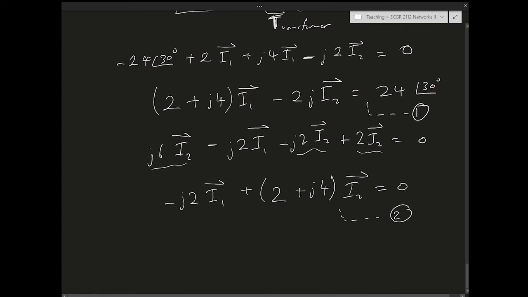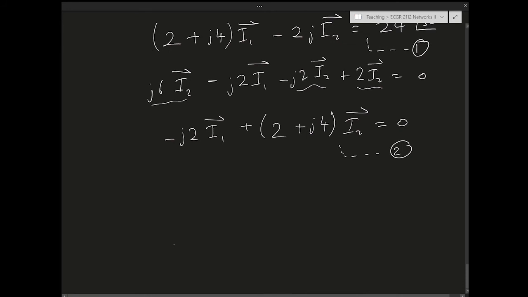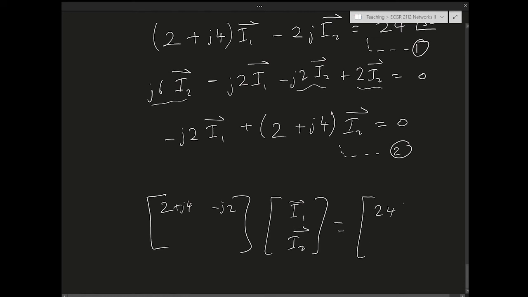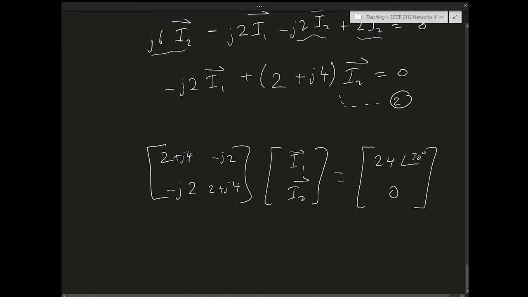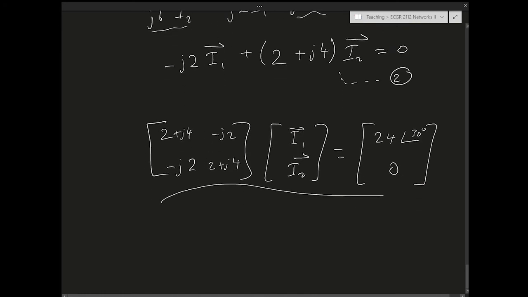2 equations, 2 unknowns. I can solve this. So I'm going to have 2 plus j4, minus j2. This is from equation 1. I1, I2 going to equal 24∠30°, and then minus j2, 2 plus j4, 0. And all I need to do is invert this matrix and take it to the other side and solve this. I just went to MATLAB to solve this. I mean, you don't need to solve this by hand.